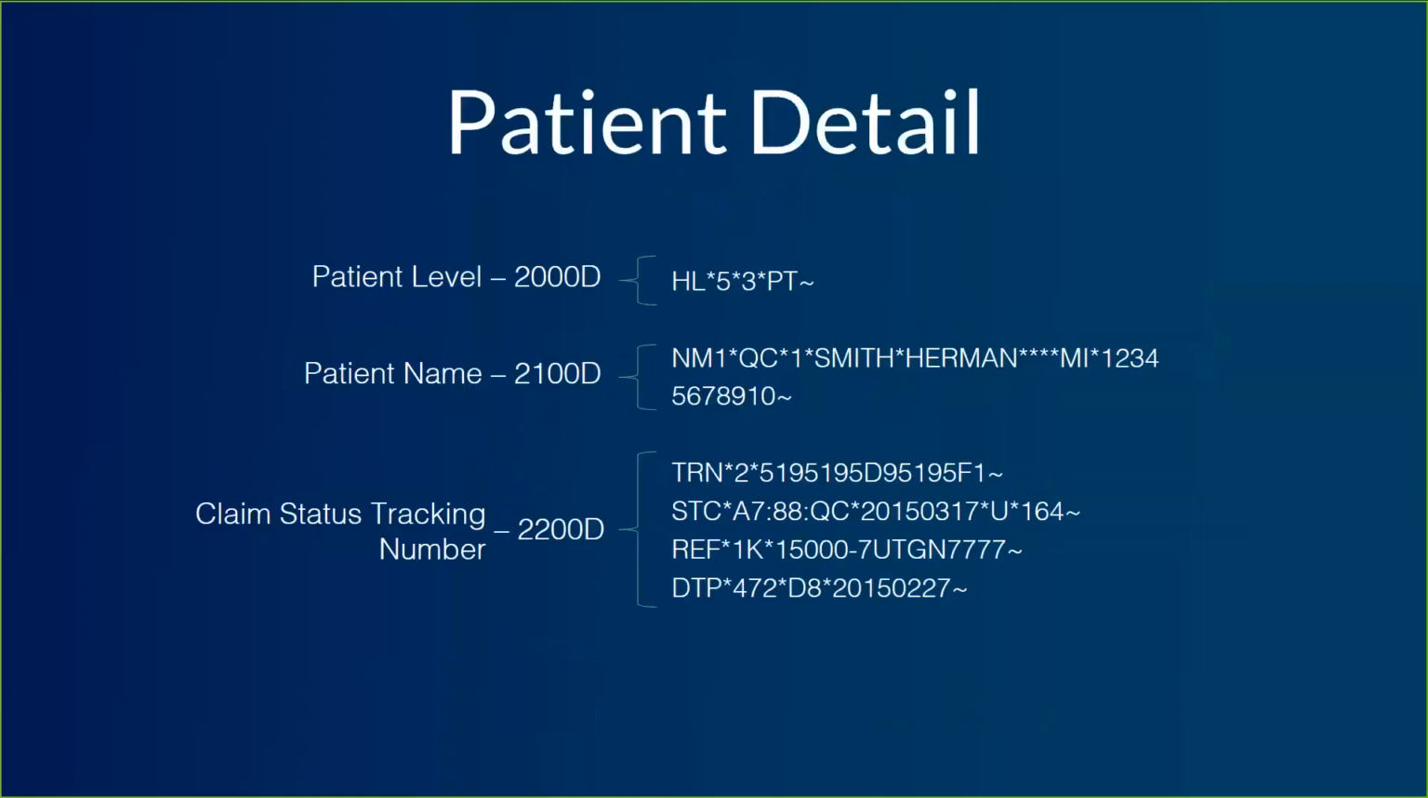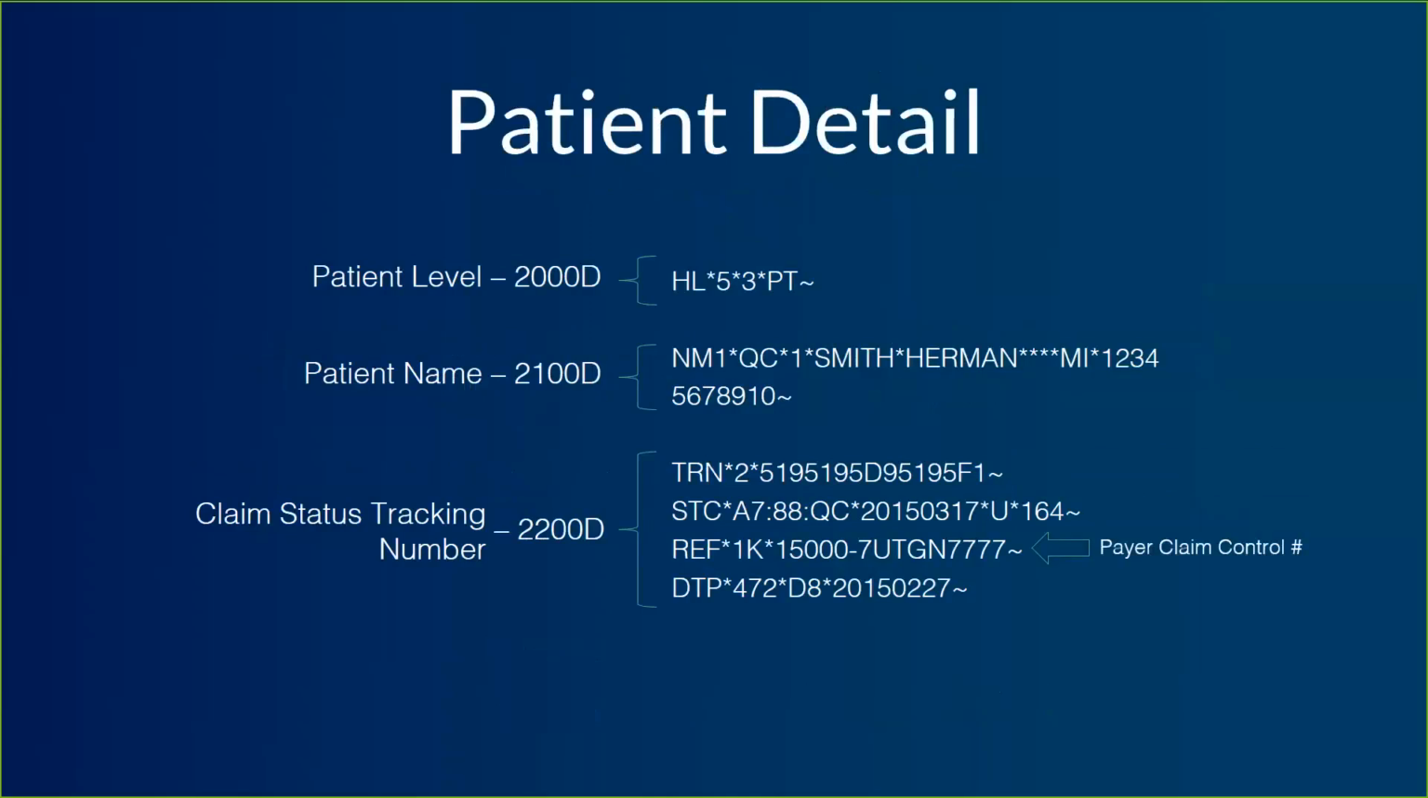The last level is the patient detail. And this one, again, we start with an HL. We move to an NM1 that identifies the patient in this case, since that's the entity for this loop. And then we get into a TRN as part of the payload. This TRN is the claim status tracking number. Then we do have an STC segment on this one. This is the claim level status. And then we have a payer claim control number.